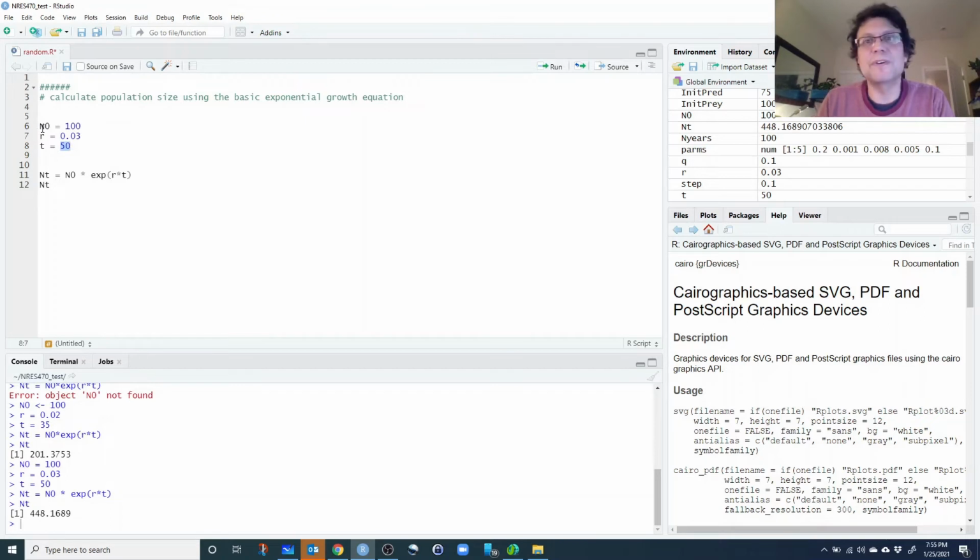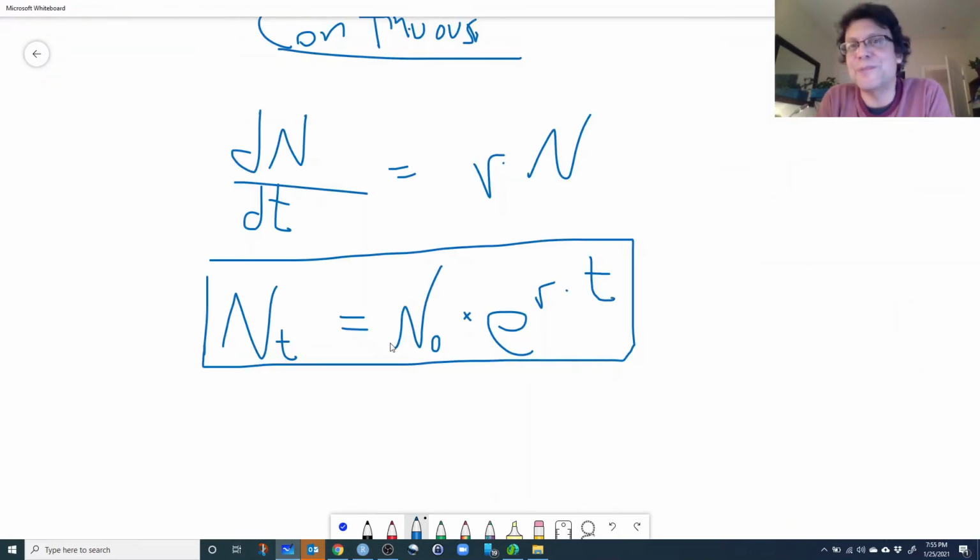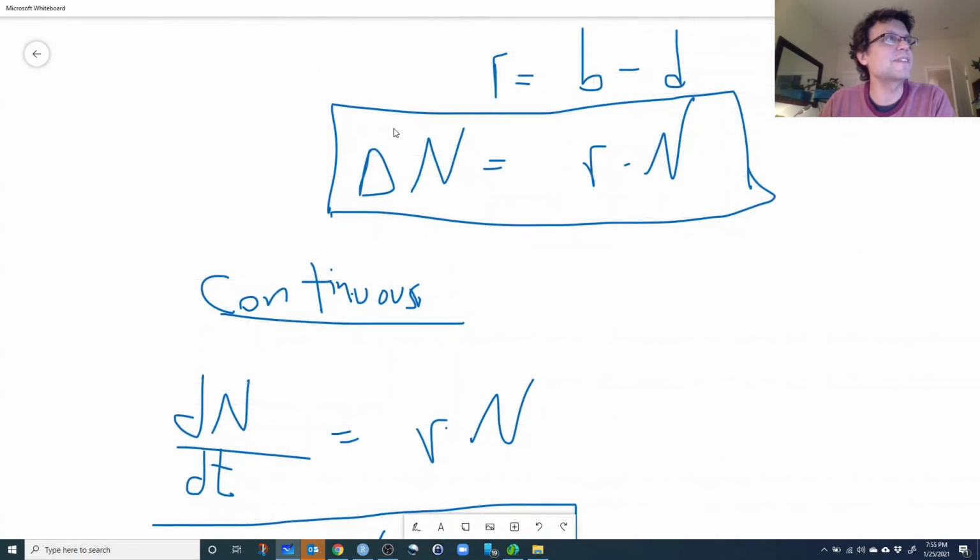This is a pretty simple thing to do in R, and it can help you understand the fundamental equation that we're working with here, and also help you get started working in R. So that is an important equation, and this obviously is a very fundamental equation.